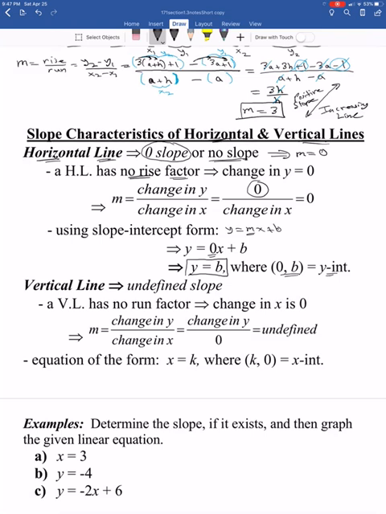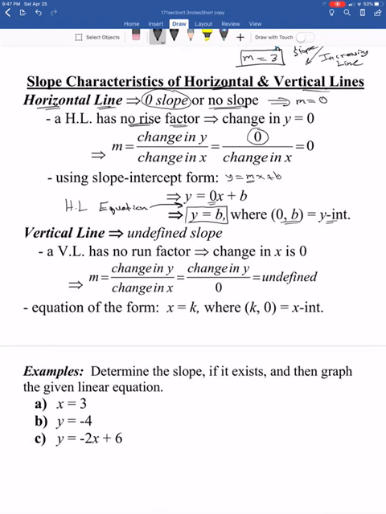So there's our equation, a horizontal line equation in slope-intercept form: y equals b. There's no x term because there's no slope. So horizontal lines have no slope. The characteristic there is, again, it's not going up or down. It's horizontal. It has no rise factor.